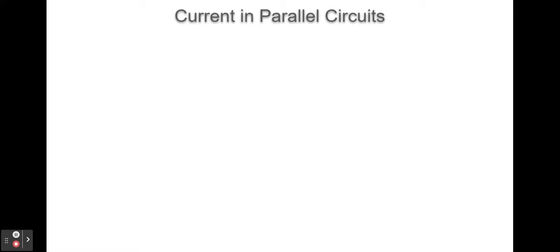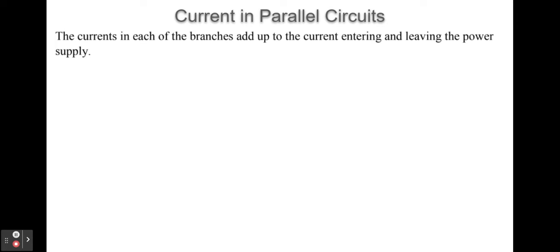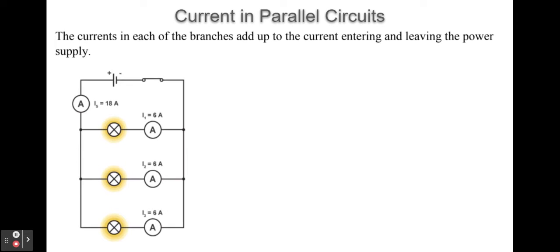In a parallel circuit, things are a little different. When we think of current, the current will split as it goes around the circuit, a little bit like cars as they come to a junction in a road. Some cars will go one way and other cars will go the other way.